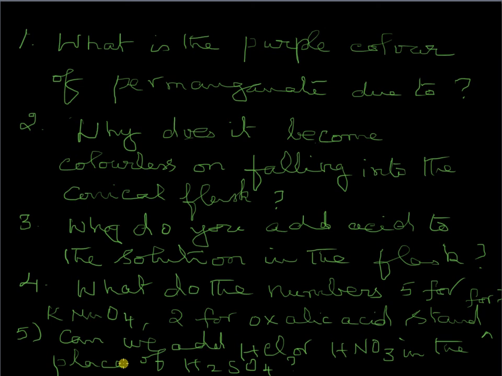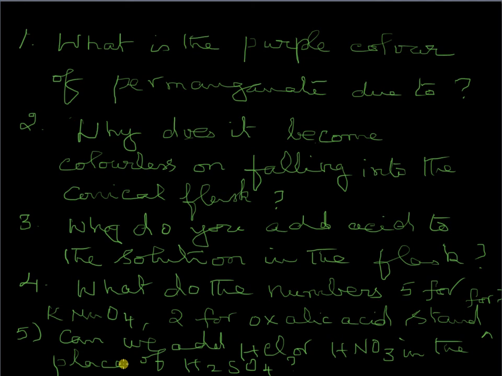Then the last and the important question, can we add HCl or nitric acid in the place of sulfuric acid? Some of you could have thought of asking this question, or some of you could have asked this question and got the answer. Anyway, for those of you who do not know, this is a very important question. See, we have to only provide acid medium. For that we can use HCl or nitric acid also, but we should add only sulfuric acid. The reason is because HCl, if you use, could consume a few drops of permanganate for itself getting oxidized to chlorine. HCl can be oxidized by permanganate to chlorine, and that would be consuming a few drops of permanganate.